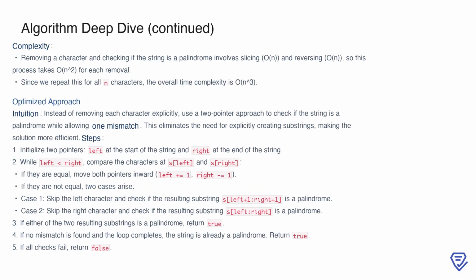The brute force approach, while conceptually straightforward, has a time complexity of O(n cubed). This is because removing a character and checking if the string is a palindrome involves slicing and reversing, both of which take O(n). Repeating this process for all n characters results in O(n cubed) complexity. To improve efficiency, the optimized approach eliminates the need to explicitly create substrings.